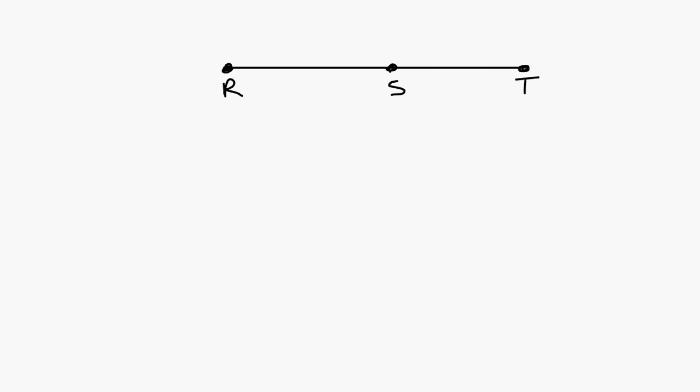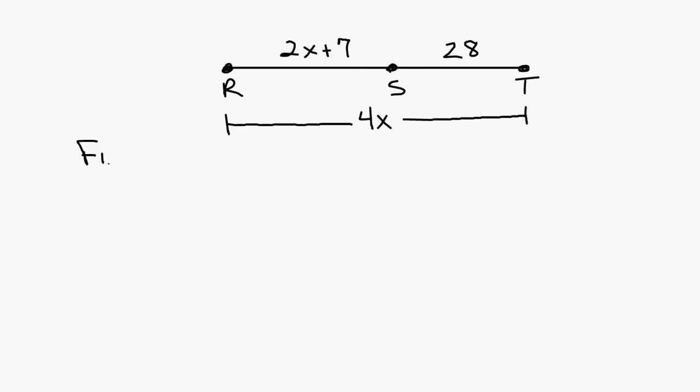R to S is 2x plus 7. S to T is 28. And the entire piece, R to T, that's 4x. You're asked to find RT. And when they say find RT, they mean the distance from R to T. So what do you need to find out first? You need to find the value of x, don't you? Because doesn't this say that from R to T is 4 times the value of x?